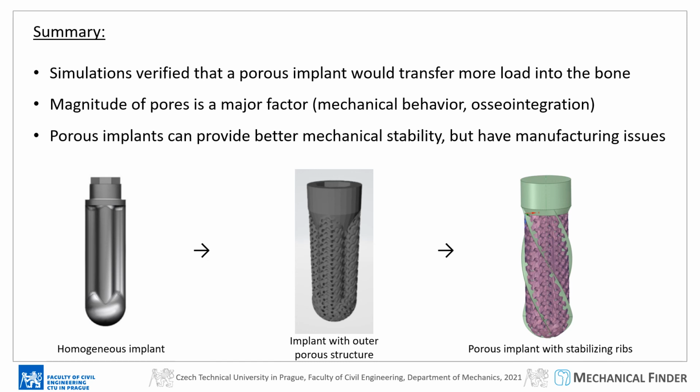The figures on the bottom show the evolution of the implant and how we can apply porous layers, porous surfaces, or integrate the porous structures inside the bodies of the implants, and perhaps even create implants which have a combination of homogeneous parts, porous parts, and also some stabilizing ribs.